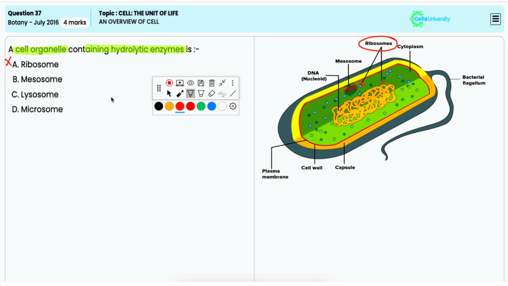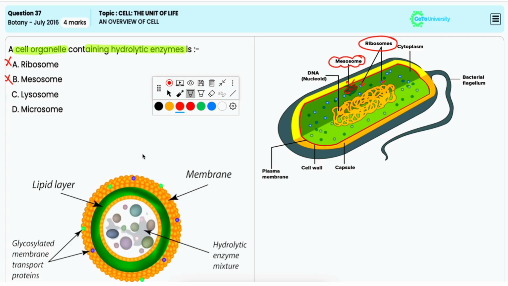Option B, mesosome. It is also incorrect because mesosomes are enfoldings of the plasma membrane in prokaryotes and are involved in various cellular processes like respiration and cell division, but they do not contain hydrolytic enzymes.